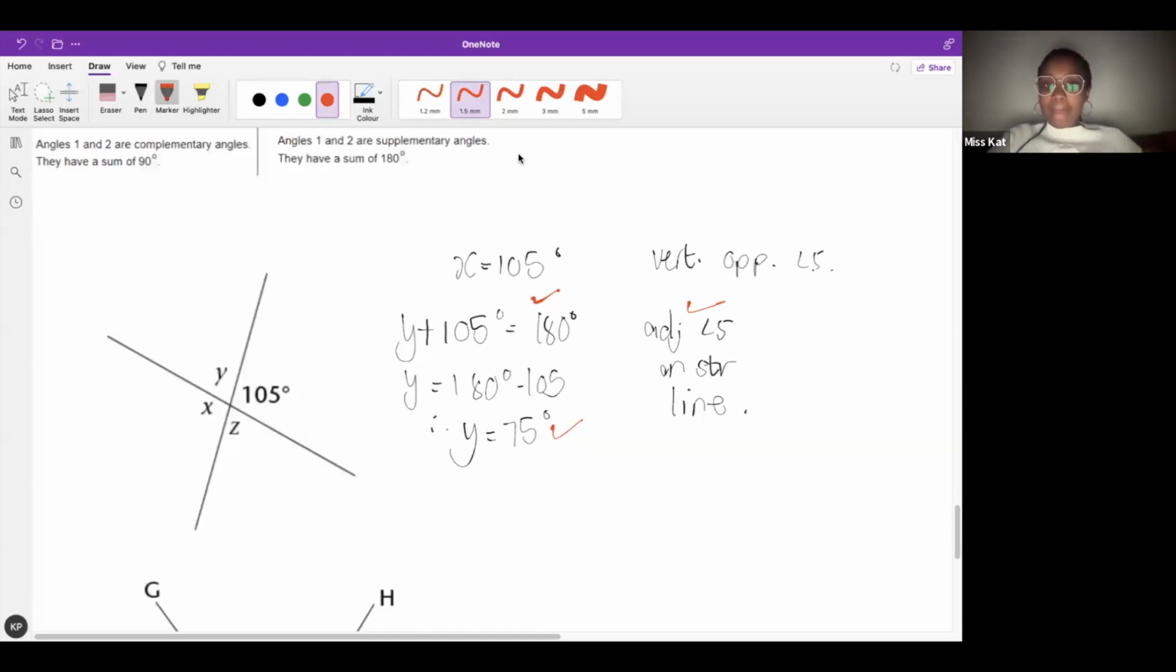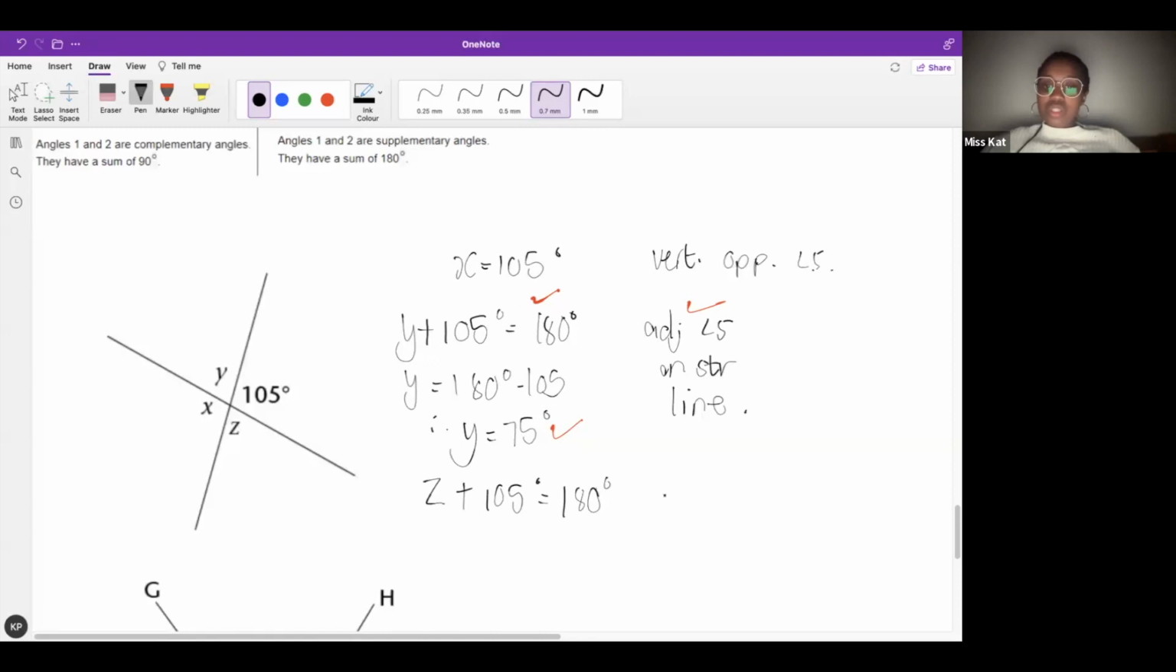Yes, Oratile? Hi, ma'am. Hello. Ma'am, I have a question. Can we say Z is also equal to 105? Because if you turn the screen around, you can also give adjacent angles on a straight line. So Z is how much? Ma'am, I think it's 105. Check. So you adding it with the 105, right? You're saying Z plus 105 is 180. And you said?